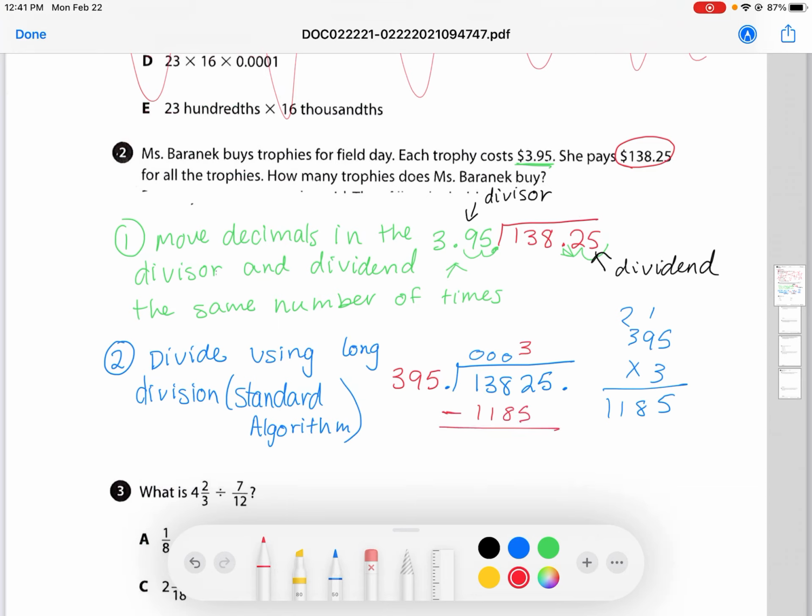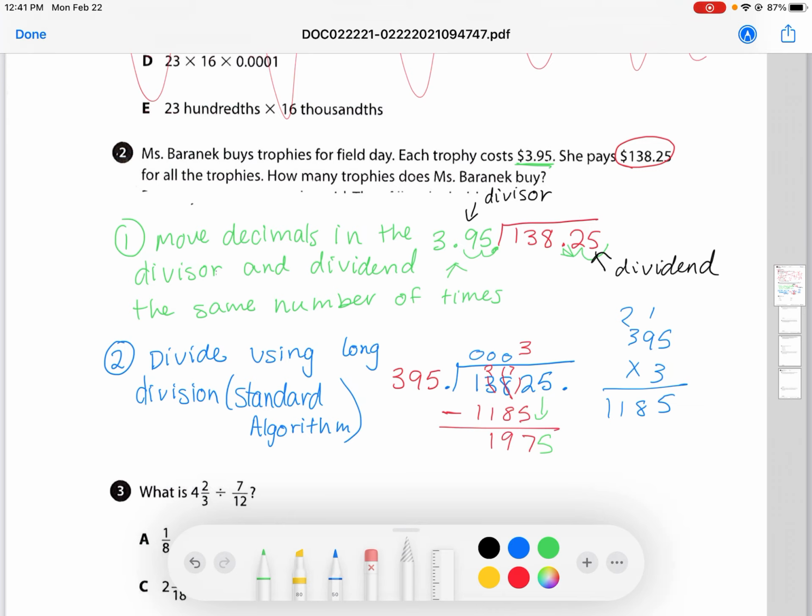So we subtract that. We can't take 5 from 2, so we're going to have to borrow. 12 minus 5 gives us 7. 7 minus 8, oh, I can't do that, so I got to borrow. 17 minus 8 is 9. 2 minus 1 is 1. Then we're going to bring down our 5.